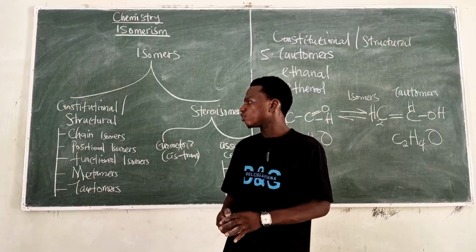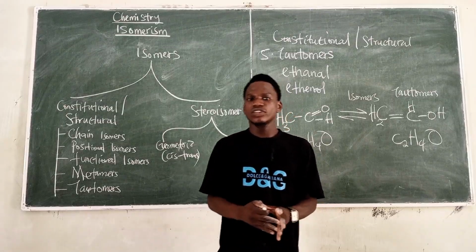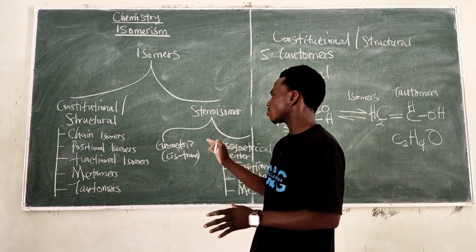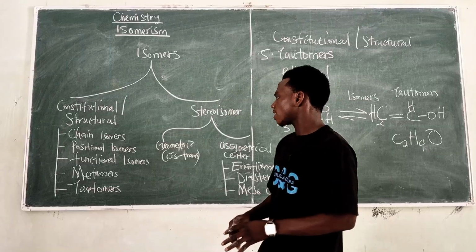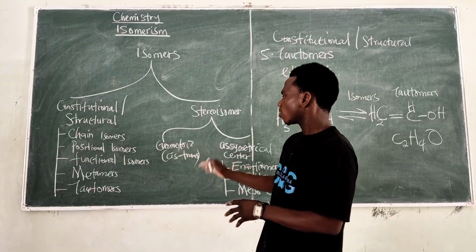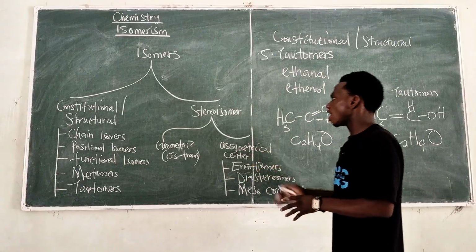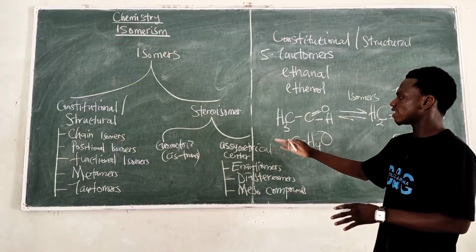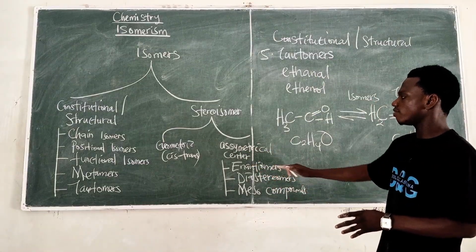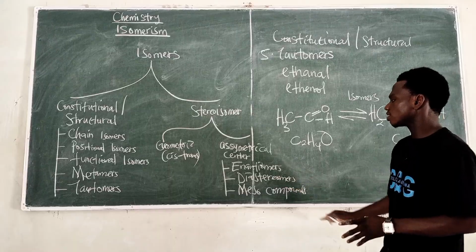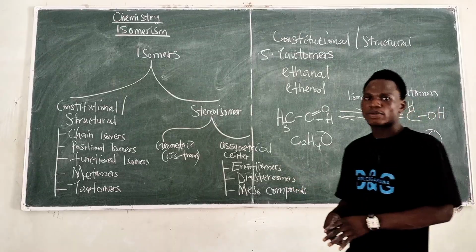So this is all for this video. In our next video, we'll look at stereoisomers, the types of stereoisomers, which are geometric, commonly known as the cis-trans isomers, and the stereoisomers with asymmetric center, which are divided into enantiomers, diastereomers, and meso compounds.